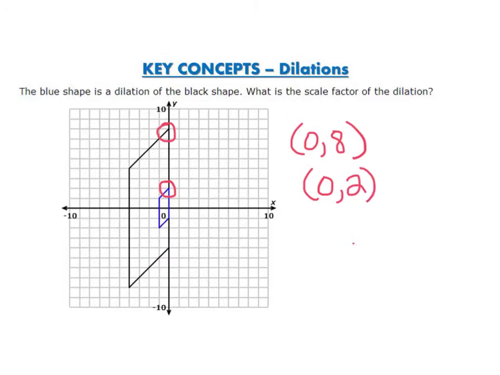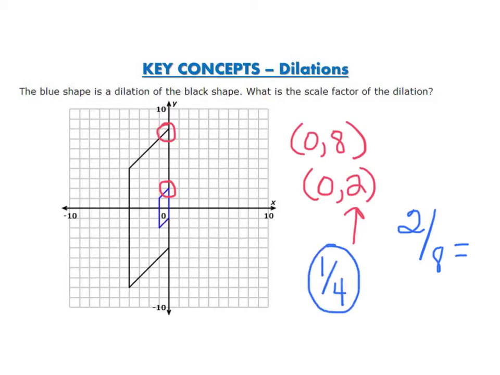Now look at the y values. I'm going from 8 to 2. And I'm getting smaller, so I'm going to put the smaller number on top. And I'm going to reduce my fraction. So my scale factor of the dilation is 1/4.